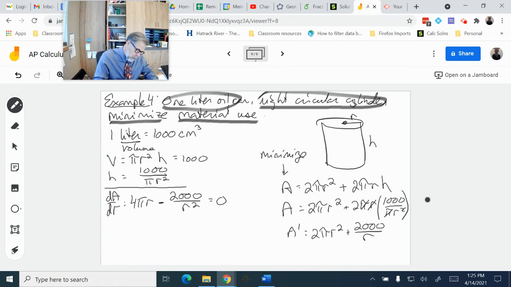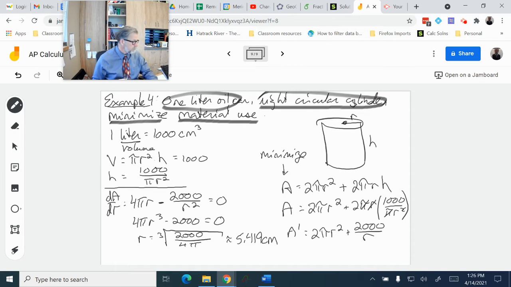Multiply everything by r squared. I get 4 pi r cubed minus 2,000 equals 0. And solving for r, I get r equals the cube root of 2,000 over 4 pi, which is approximately 5.419 centimeters. Is this a minimum? Well, let's, in this case, do the second derivative test, just because we have it.